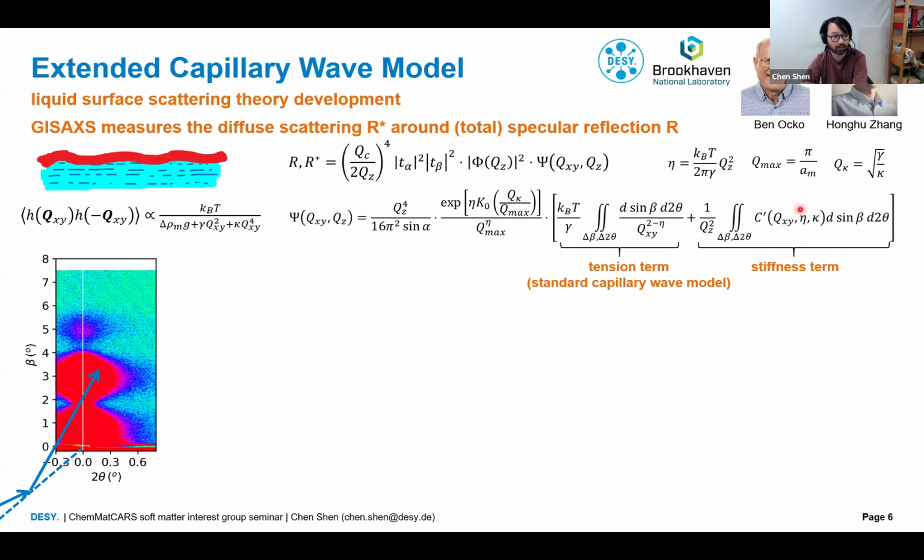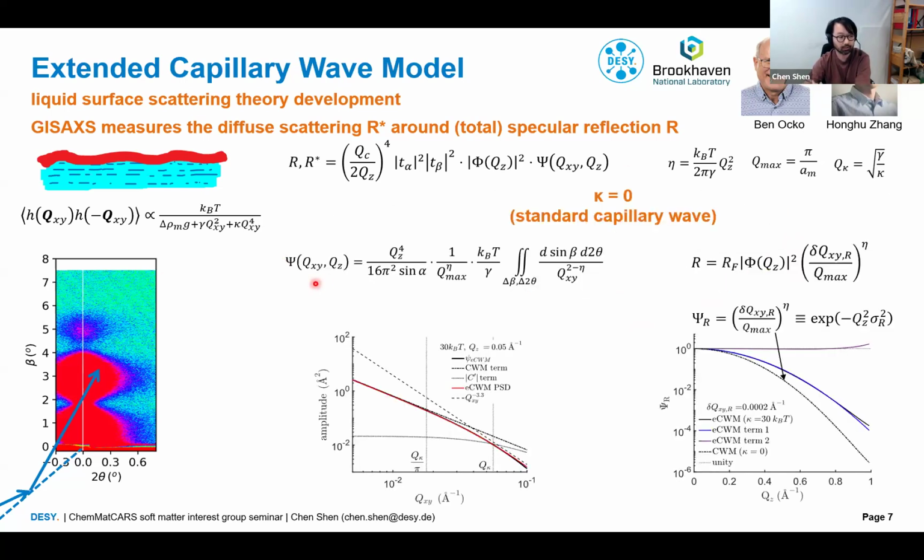And here you see the expression of this roughness factor, and it has two term contributions. One is only the tension term, and that is basically the standard capillary wave model. The second term is related to the stiffness, so related to the bending rigidity. When there is no bending rigidity, so the bending modulus equals 0, then this roughness factor is reduced to a standard capillary wave model expression. So the intensity of the scattering as a function of Q_xy drops as a power of 2 minus eta, where eta is related to the surface tension. So this is this straight line.